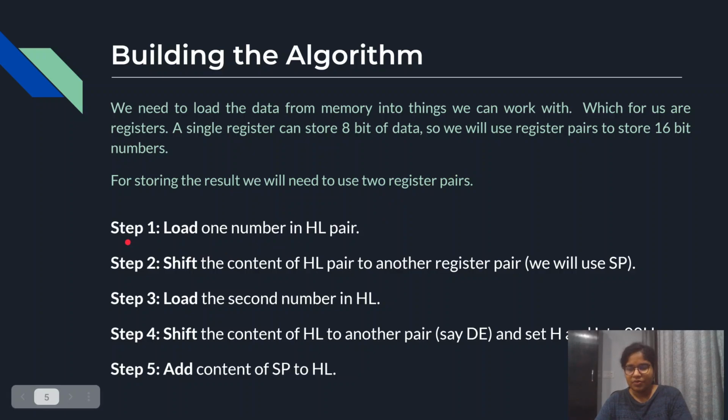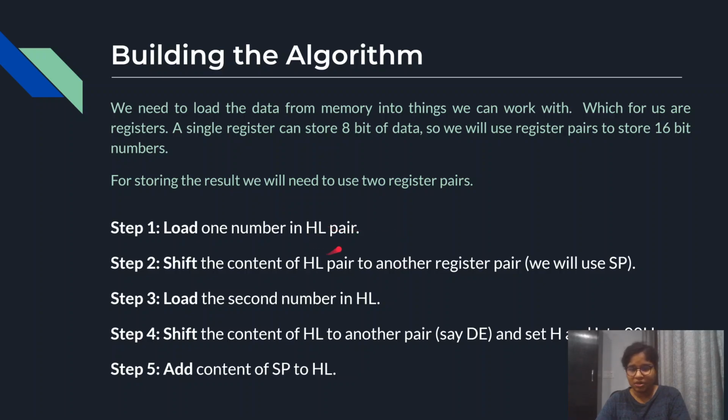So the first step of the algorithm is to load one of the numbers in HL pair. And the second step is to shift the content of the HL pair to another register pair. We will be using SP for this. The reason we need to do this is that HL register pair is the only register pair that can interact directly with memory. This means that we cannot load data from memory to just any register pair. We'll need to use the HL pair for that.